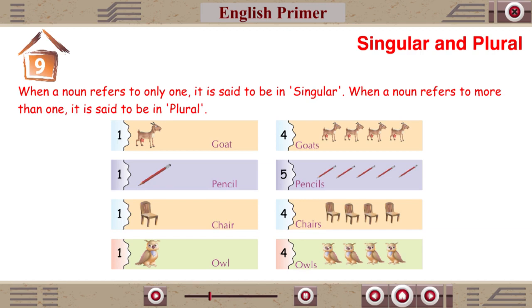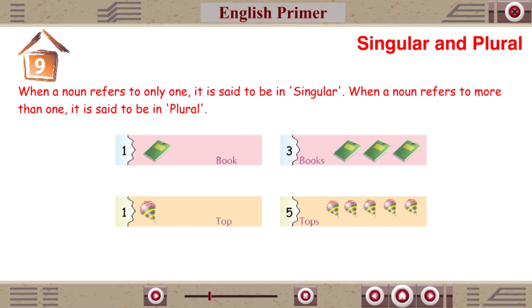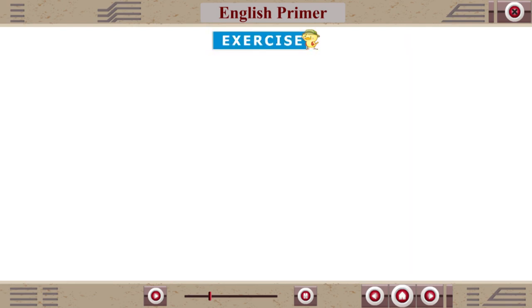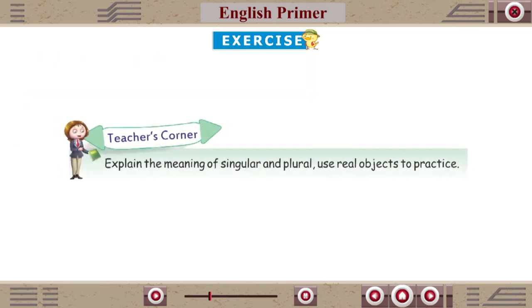1 goat, 4 goats. 1 pencil, 5 pencils. 1 chair, 4 chairs. 1 owl, 4 owls. 1 book, 3 books. 1 top, 5 tops. Exercise. Fill in the blanks with plurals. Teacher's Corner. Explain the meaning of singular and plural. Use real objects to practice.